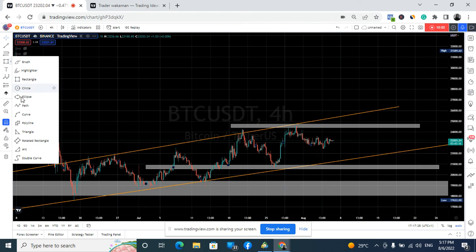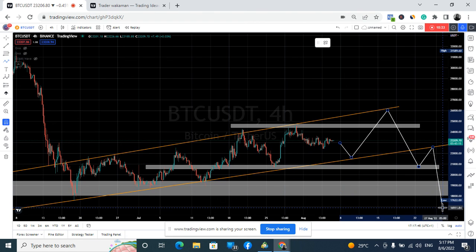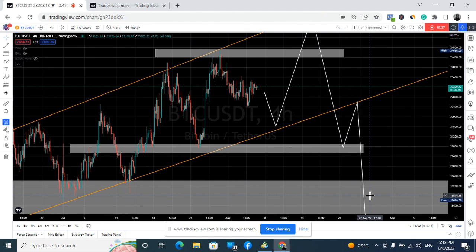It will still test this zone here before it will continue with this bearish flag channel. And if you eventually break this channel, that means it will continue the downward movement. If you break this channel and break this zone, it will consolidate around this side and it will continue the downward channel. So that is exactly what I have for you on BTC for today.